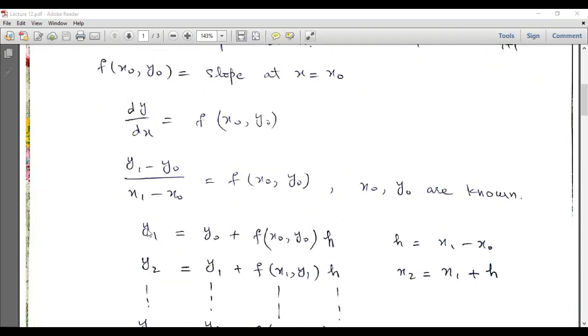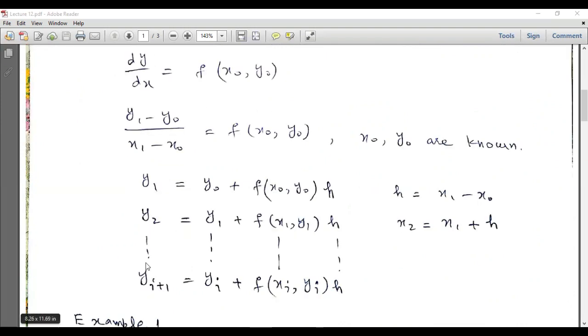So this y1 can be written as y1 equal to y naught plus f of x naught, y naught multiplied by h, since x1 minus x naught is equal to h. Similarly, y2 will be equal to y1 plus f of x1, y1 multiplied by h. So we know all these values, so we can evaluate y1, and now we know x1, y1, and f of x1, y1 can also be evaluated. We know h, so we can evaluate y2 and so on.